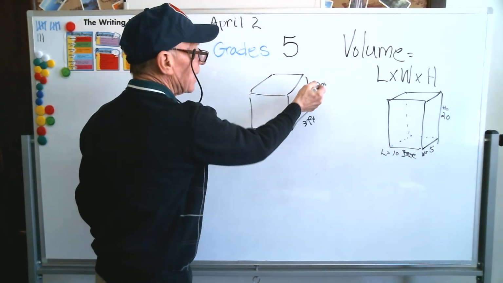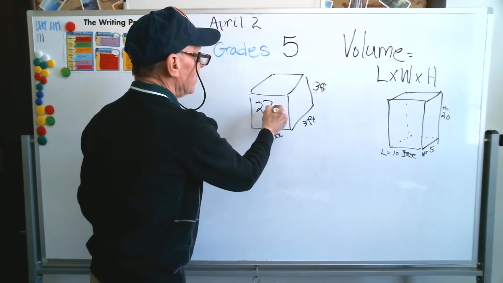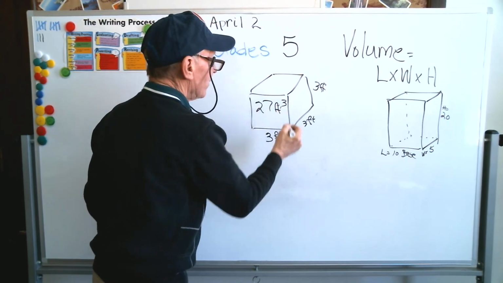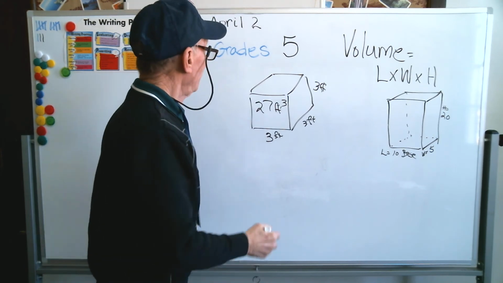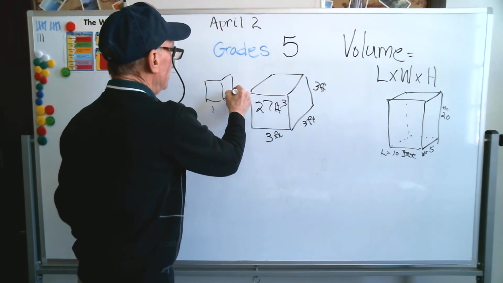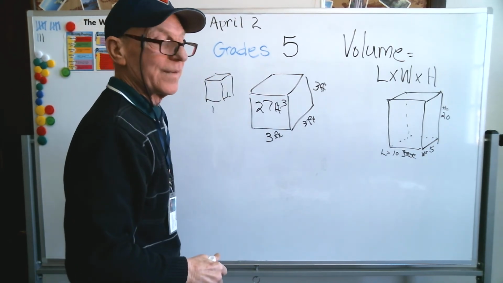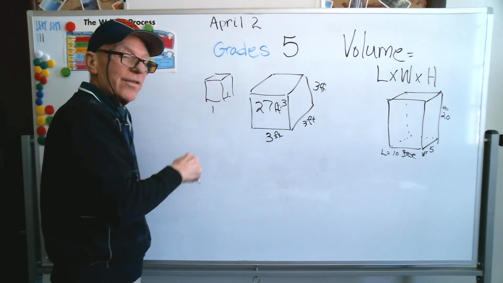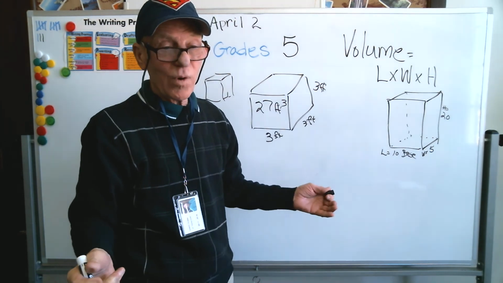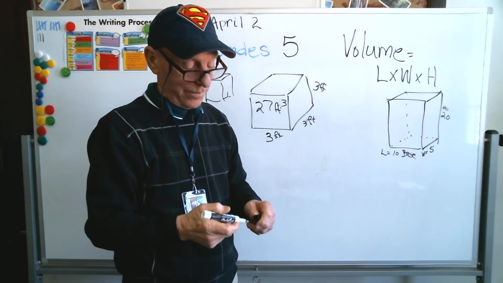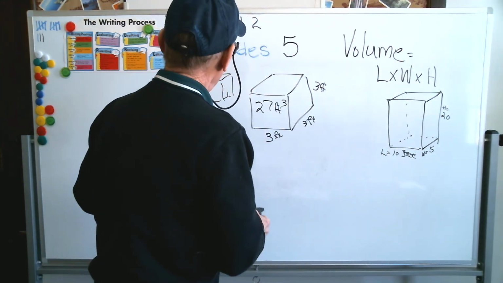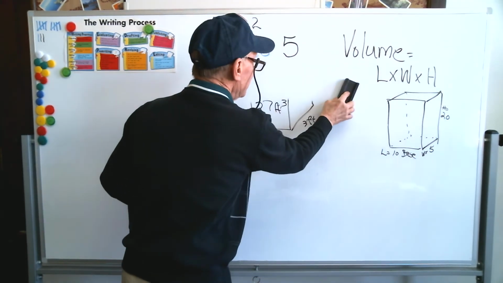3 times 3 is 9 times 3, 27 cubic feet. And a cubic foot is 1 foot by 1 foot by 1 foot. And you'll get 27 of those to spread out in your yard. Same thing if you want to buy mulch. So you just never know when you're going to need to use volume.